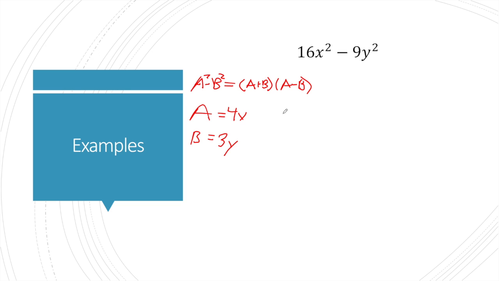Okay, so now we go ahead and substitute. I know this is going to be 4x plus 3y times 4x minus 3y. And if I'm going too quickly through any of these, feel free to go back and watch the videos for sections 5.2 and 5.3. They go through a slower breakdown of how to factor these types of problems.